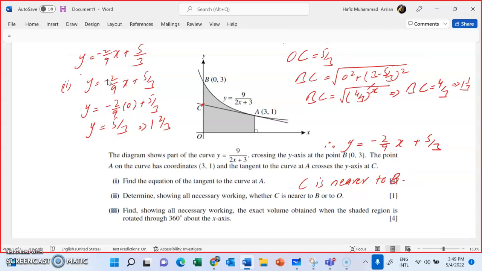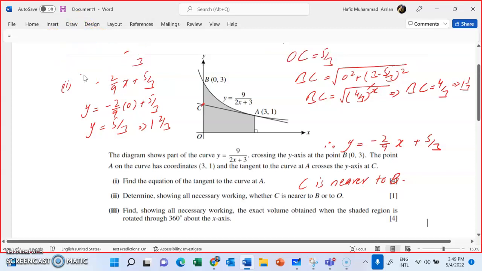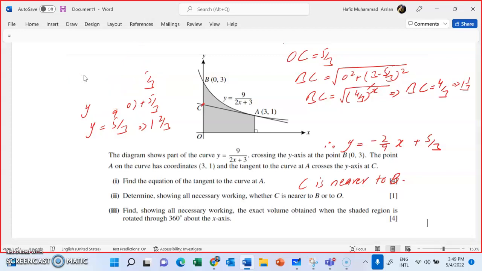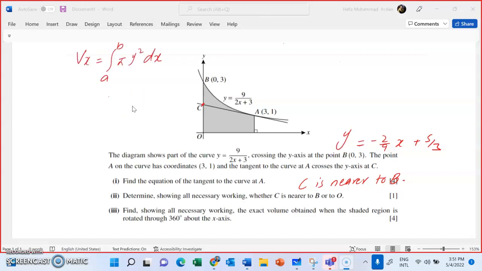Then in the third part, showing all necessary working, we need to find the exact volume obtained when the shaded region is rotated through 360 degrees about the x-axis. So now we need to use the formula.